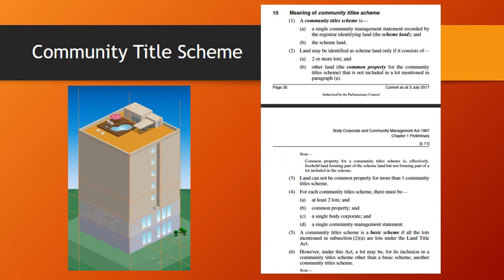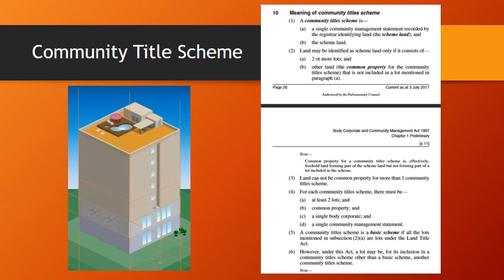So a community title scheme is defined in section 10 of the BCCM Act as a single community management statement recorded in the registry identifying the land. It includes the scheme land. It's got to have 2 or more lots, and it's also got to have some common property. So what we've been talking about is 2 or more lots.